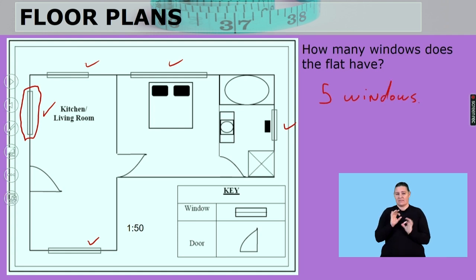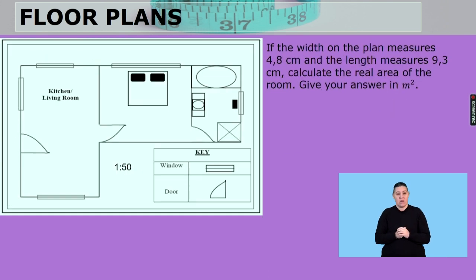Nice. All right. If the width of the plan measures 4.8 centimeters and the length measures 9.3 centimeters, calculate the real area of the room, give your answer in meters squared. Now, all the way here at the bottom, we've got our scale. And our scale is 1:50. What I've got to do is work with these measurements, the 4,8 and the 9,3. I've got to get the length and the width, then I can find the area.